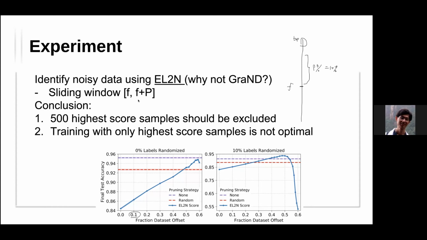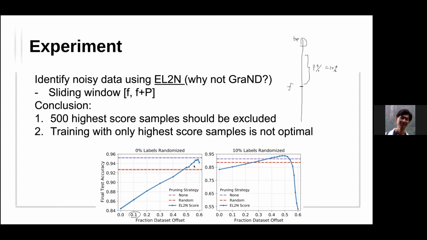What do you mean by the result is not so good? And what result? Because if you use a sliding window, then the top score samples might not be included, right? Okay, so why don't we want to include them? Because the result is not so good if you include them. The result of the test accuracy or the result of finding? And that's why they have this conclusion: the high score samples should be excluded.